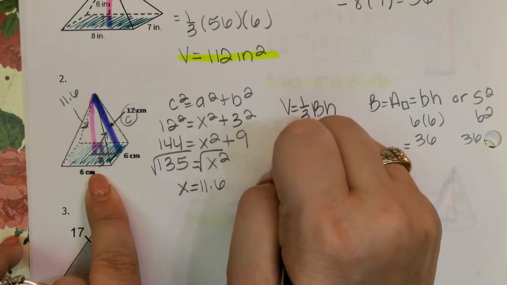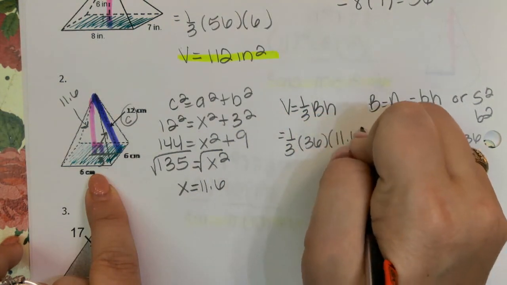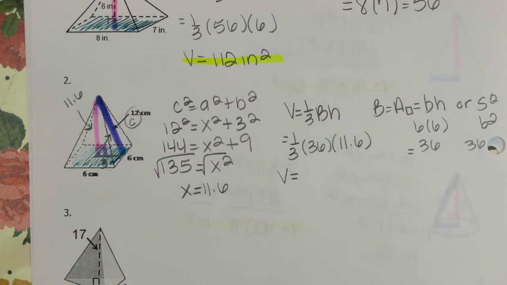So 1/3 of 36 times 11.6. Volume is going to equal 139.2.